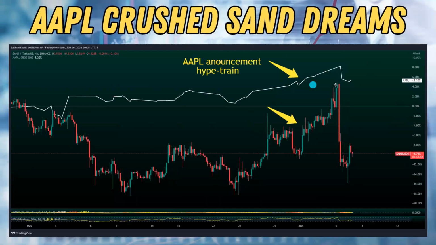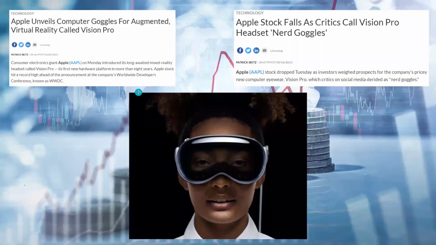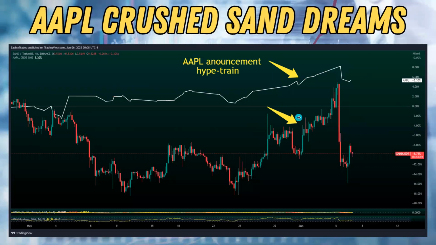As I mentioned, with Apple you usually start to see people riding the hype train up to these events. They had their WWDC, their Worldwide Developers Conference, and people were anticipating something big coming. So you see this hype train, and Sand, being a metaverse crypto, was riding off some of this momentum.